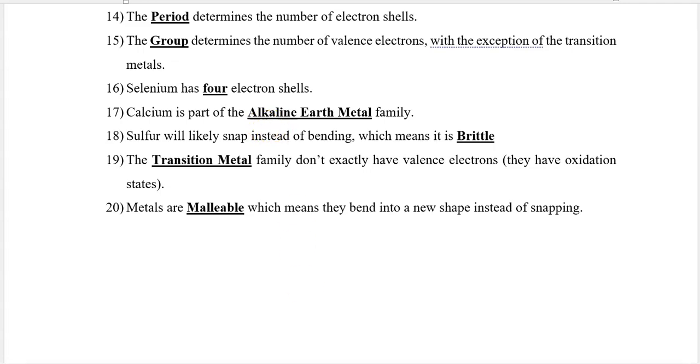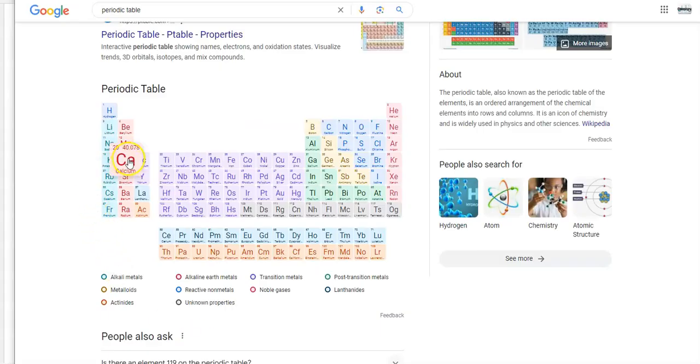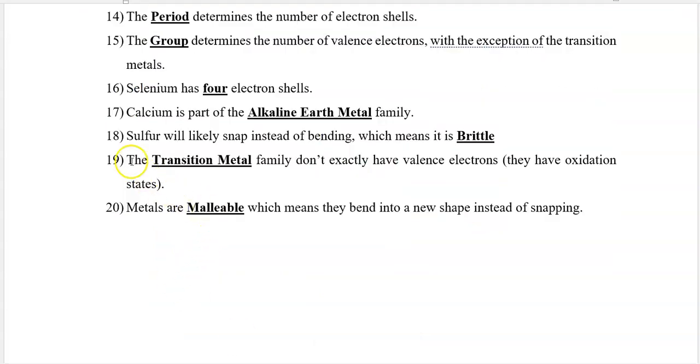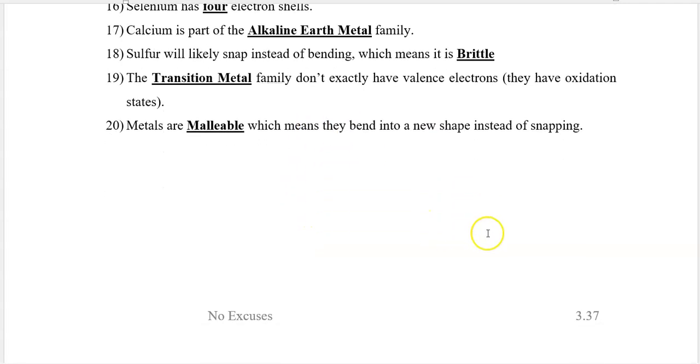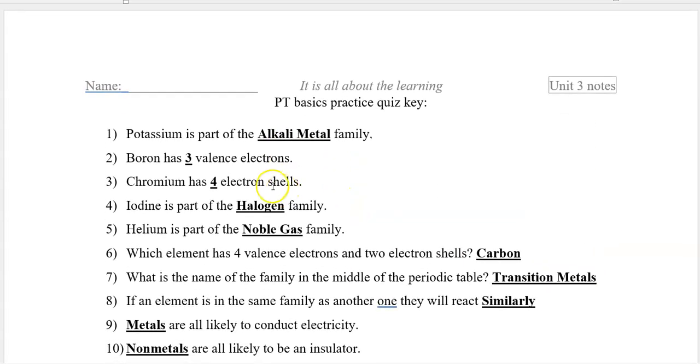Calcium's part of the alkaline earth metals. That's right here. Not alkali, alkaline earth. Although I have seen it a couple times as alkali earth, so I guess we would have to accept that. But most textbooks call the first one alkali metal, and then the second one alkaline earth metal. And sulfur will likely snap instead of bending, which means it is brittle. The transition metal family don't exactly have valence electrons. They have oxidation states. And metals are malleable, which means they bend into a new shape instead of snapping. So there you have it.